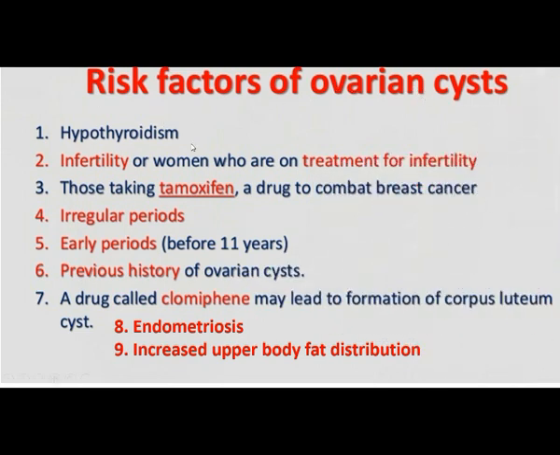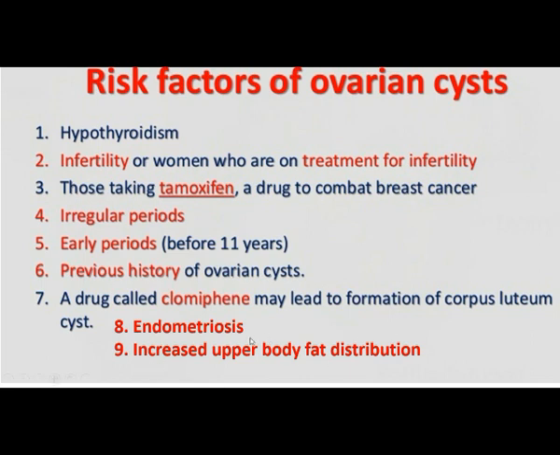First is hypothyroidism. Second, infertility or women who are on treatment of infertility. Third, those taking tamoxifen, a drug to combat breast cancer. Irregular periods, early periods that is before 11 years, and previous history of ovarian cyst. A drug called clomiphene may lead to formation of corpus luteum cyst. Clomiphene is a drug for infertility. It is used for treating primary pituitary or ovarian failure.